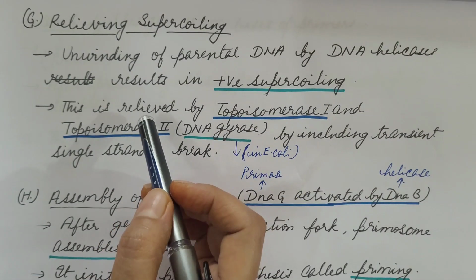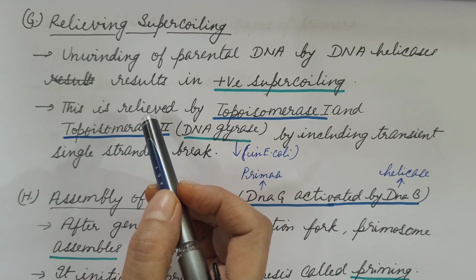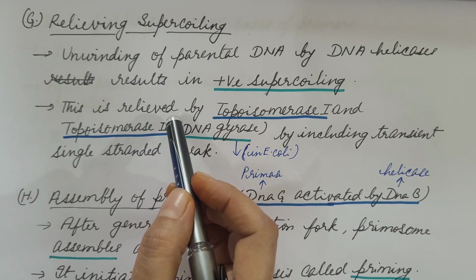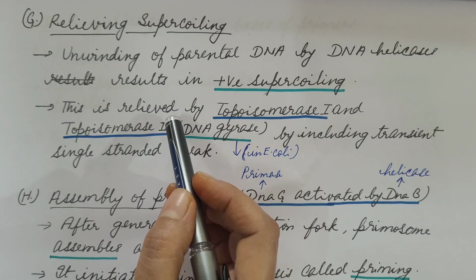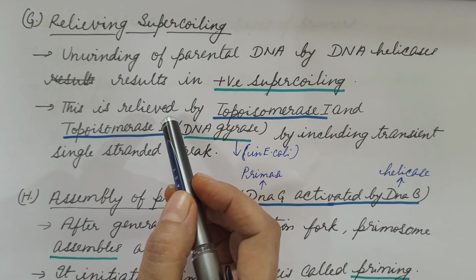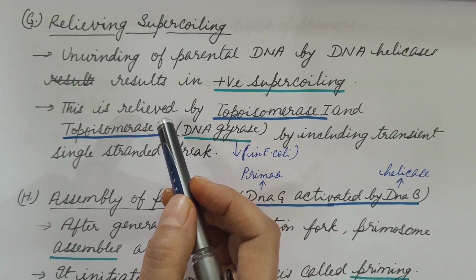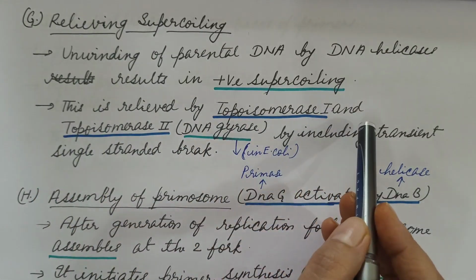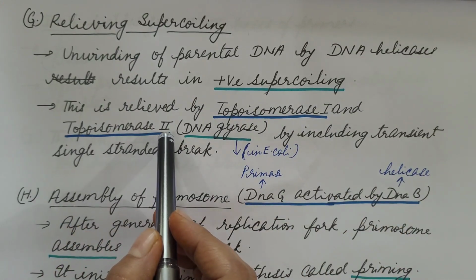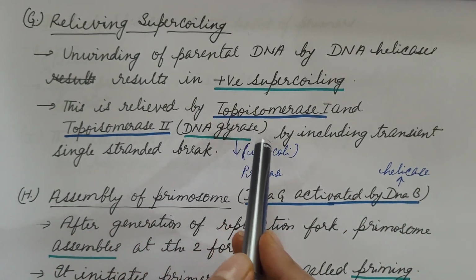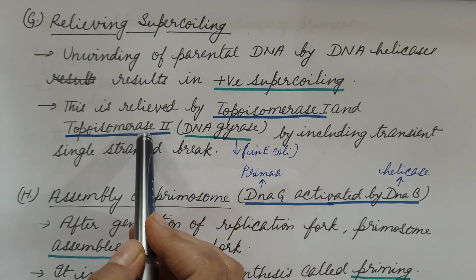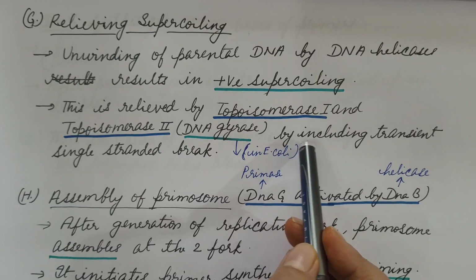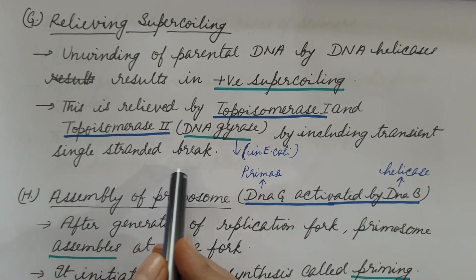For the replication to proceed smoothly, it is important to remove the supercoiling, and this is relieved by topoisomerase, which we have already discussed in detail in the topoisomerase video. You can refer to it. So, this is relieved by topoisomerase 1 and topoisomerase 2. In E. coli, it is known as DNA gyrase, which is a type of topoisomerase 2. And supercoiling is relieved by a transient single-stranded break.